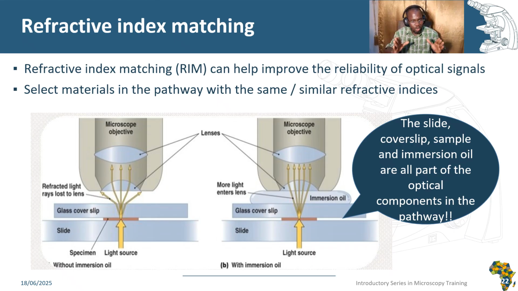And that is what is called refractive index matching. Using substances with similar refractive index gives better quality images.